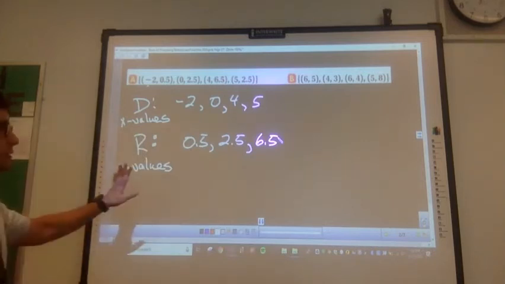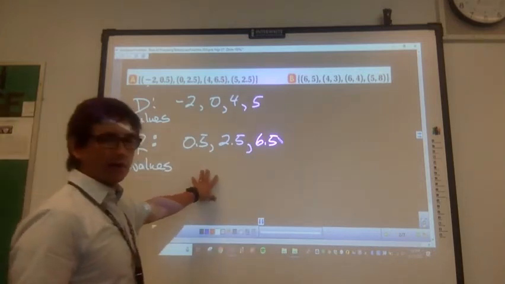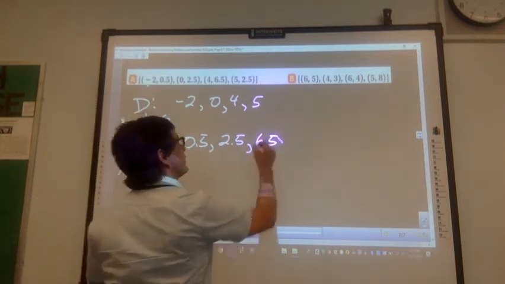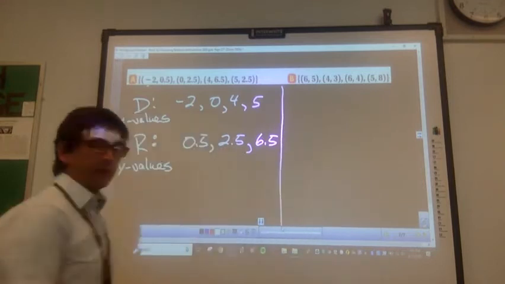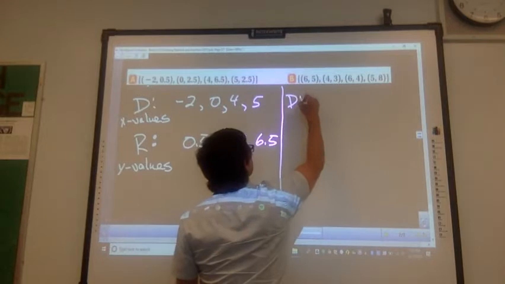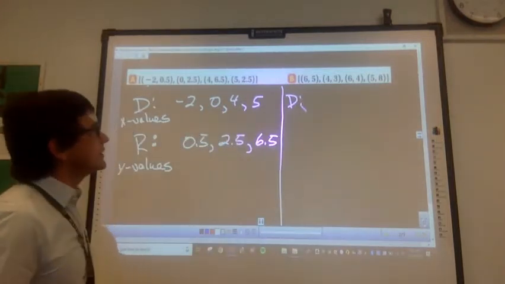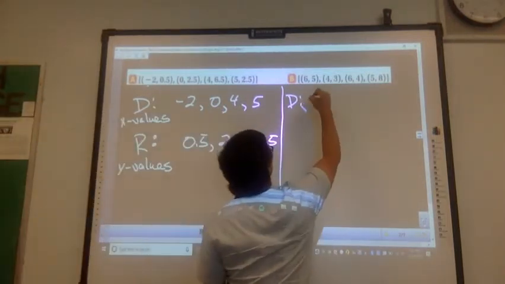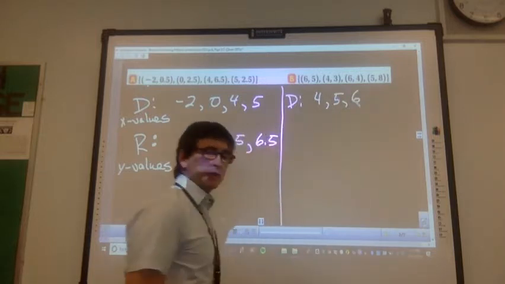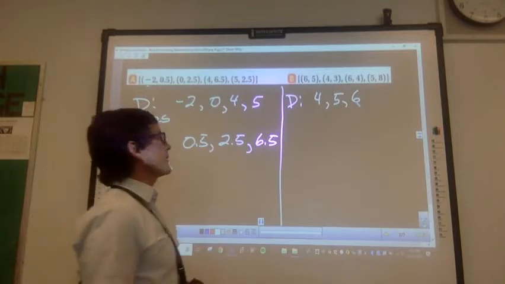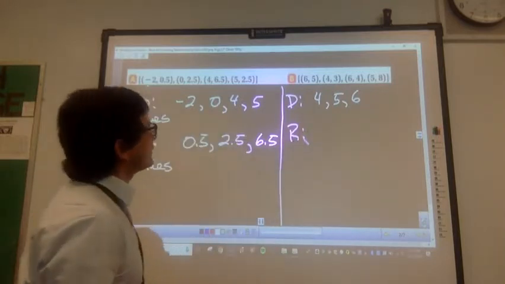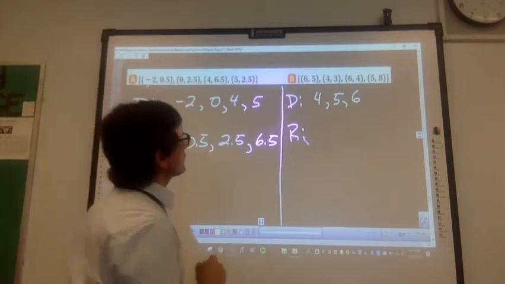Okay, so I'm just listing domain and range for now. Once we're done with domain and range on both of these A and B examples, we'll go ahead and do the mapping diagram so you can see how that works. So domain here for B, least to greatest, we have 4, 5, and the 6 repeats, but we only write it one time. Range, in this case, we have 3, 4, 5, 8.